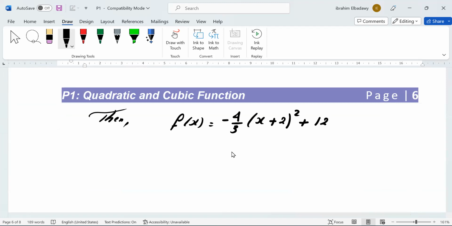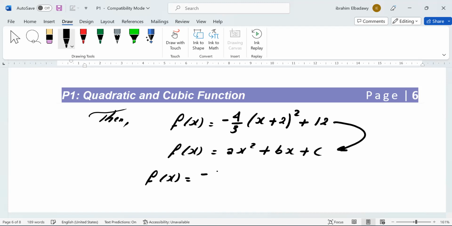In most cases, he doesn't need the formula like that. He needs the formula like f(x) equal to ax squared plus bx plus c. How can you get this formula? You have to expand f(x) and then simplify. For this reason, f(x) equal to negative 4 over 3 times (x squared plus 4x plus 4) plus 12. Then expand this bracket.